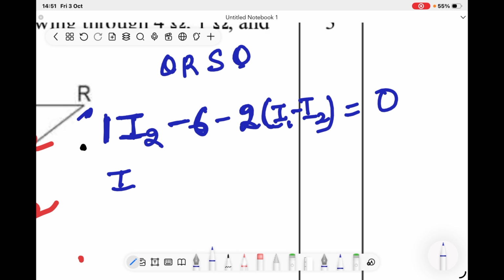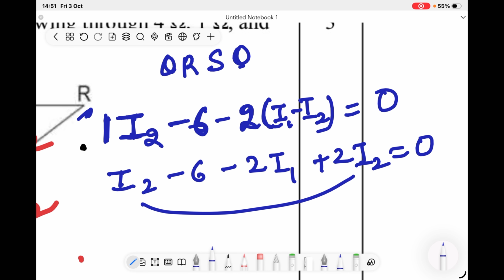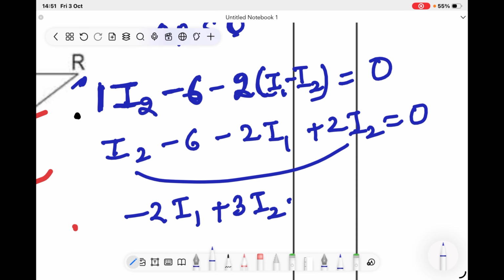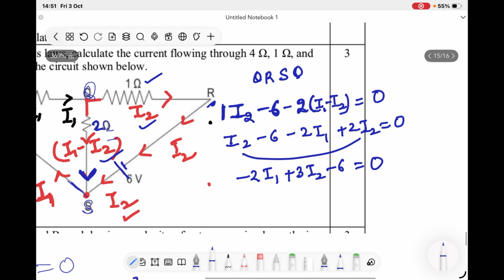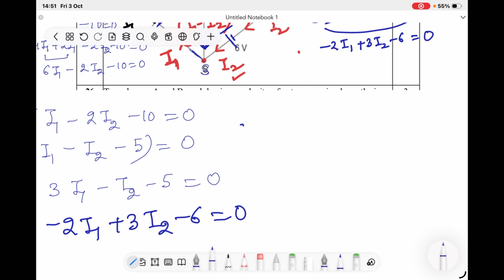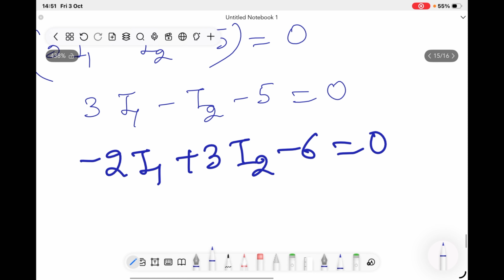Let us open it. Minus is there, so sign will be changed. Now add the like terms, add or subtract. So first is minus 2I1, then 3I2, then minus 6 equals 0. You can rewrite this equation. Here it's minus 2I1 plus 3I2 minus 6 equals 0. Now you can see I'm ready with equations 1 and 2. My first equation is containing I2 and this is containing 3I2. So I am multiplying my first equation by 3.